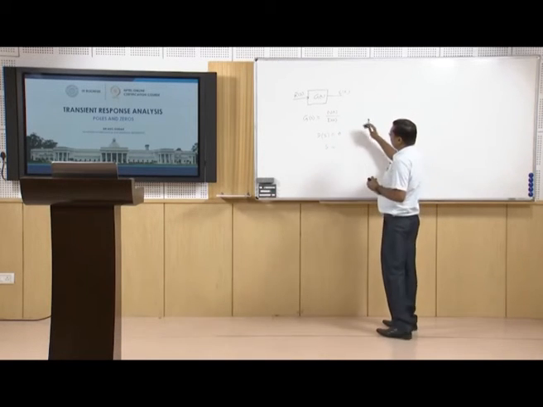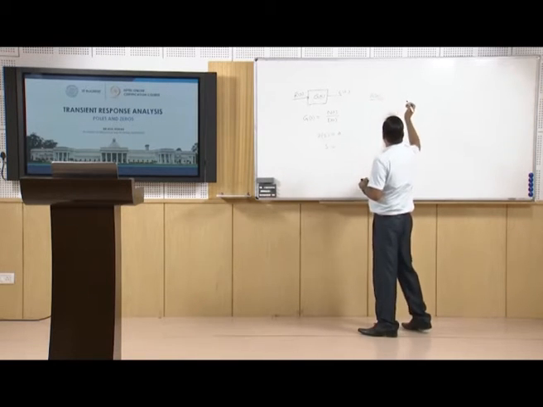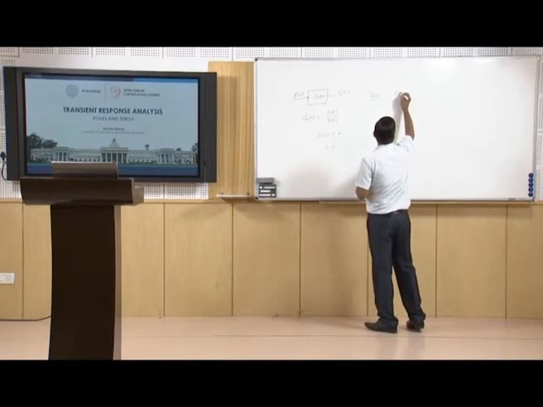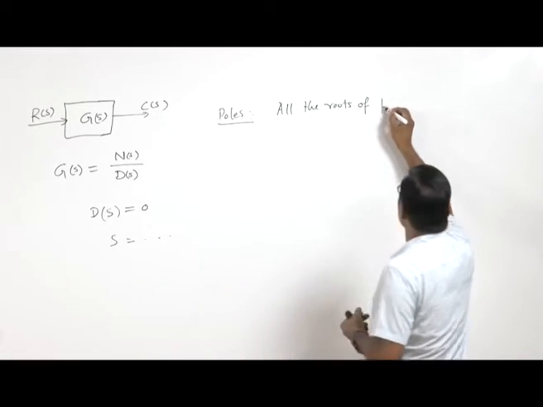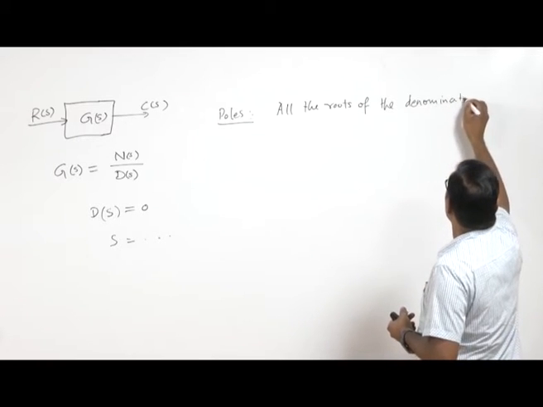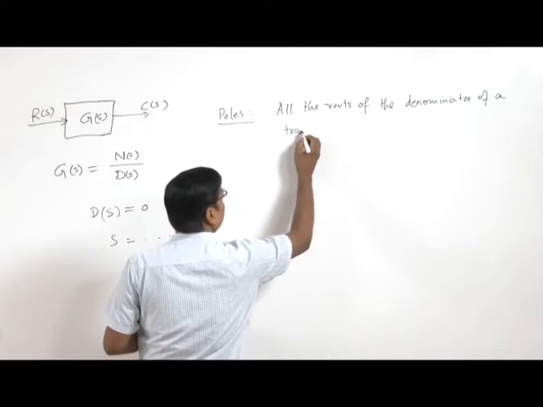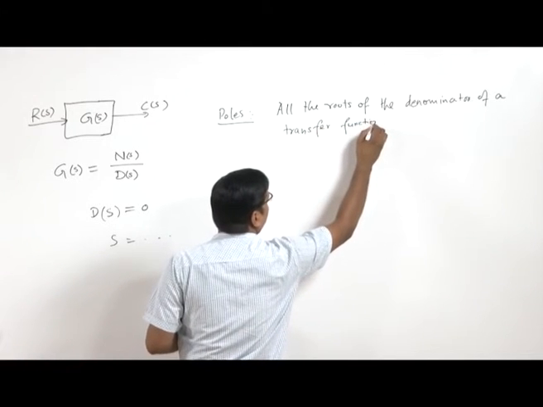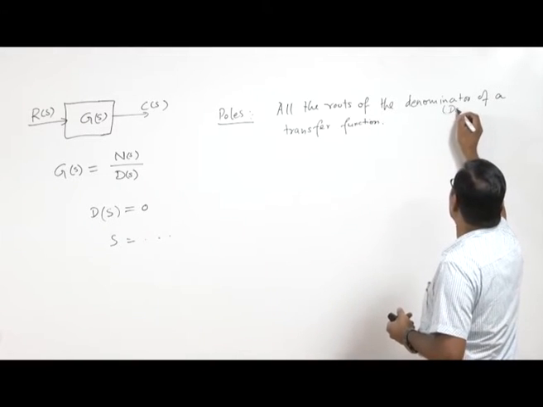So, poles are all the roots of the denominator of a transfer function, so here the denominator we say D(s).